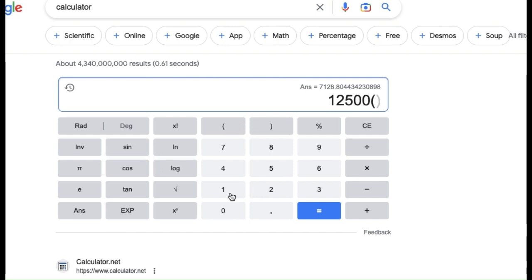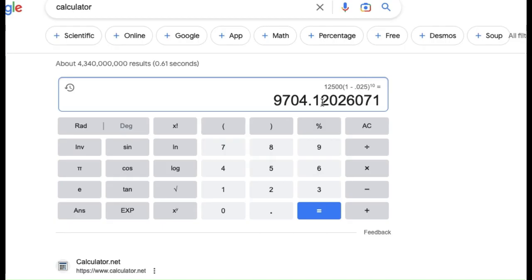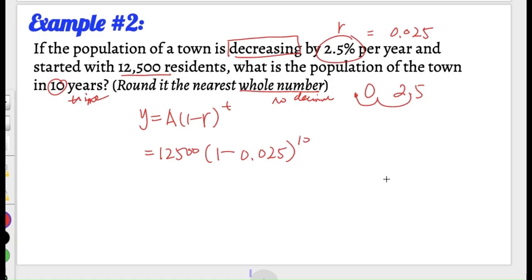So 12,500 times 1 minus 0.025 to the power of 10 years, and that's it. Also, this question asks us to find the answer to the nearest whole number, meaning no decimal. So we just need to check the digit after the decimal point, which is 1. We're not going to round it up, so it's going to be 9,710 residents after 10 years.